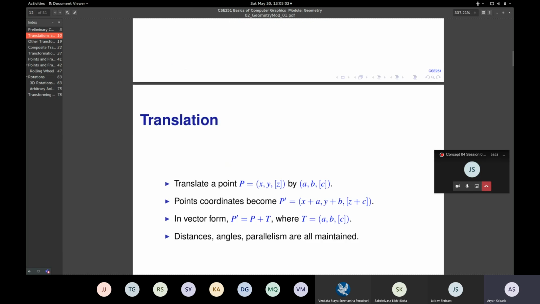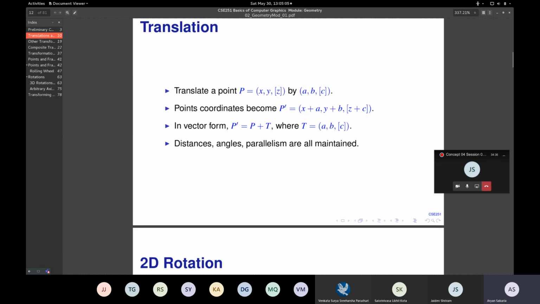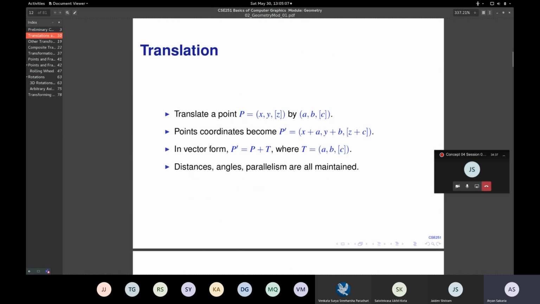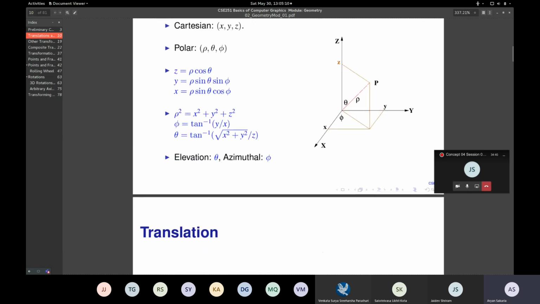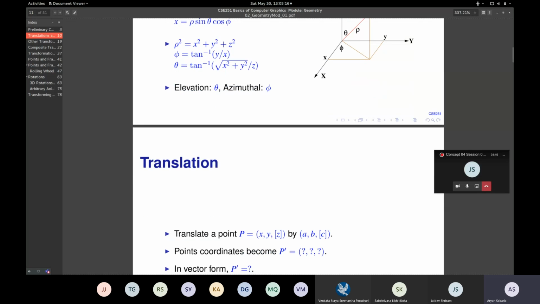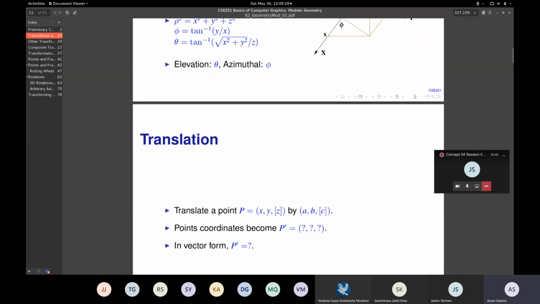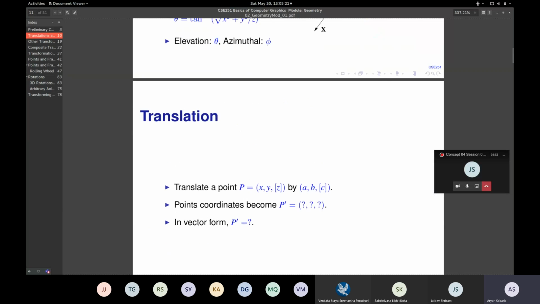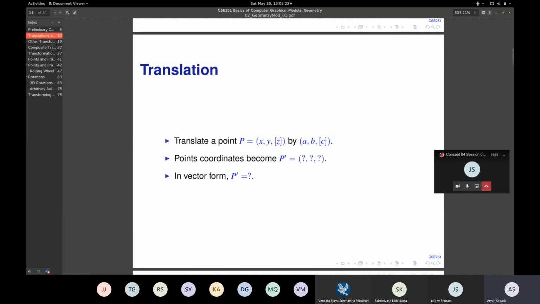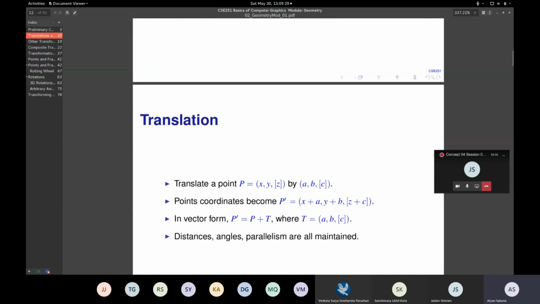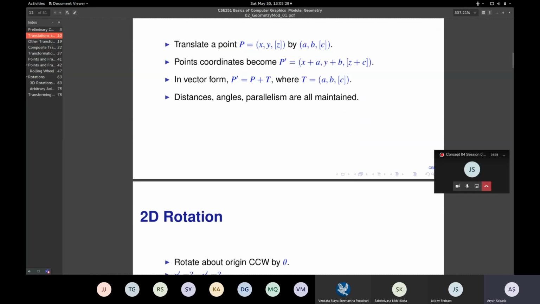Translating a point, you just add some value to it. So, you have a point (1, 1, 1). I want to translate it by, let's say, (1, 1, 0). So I just add (1, 1, 0) to that point, and now it's (2, 2, 1). It's just moved somewhere in space along the direction of the vector that I added. It's just vector addition. That's all it is.